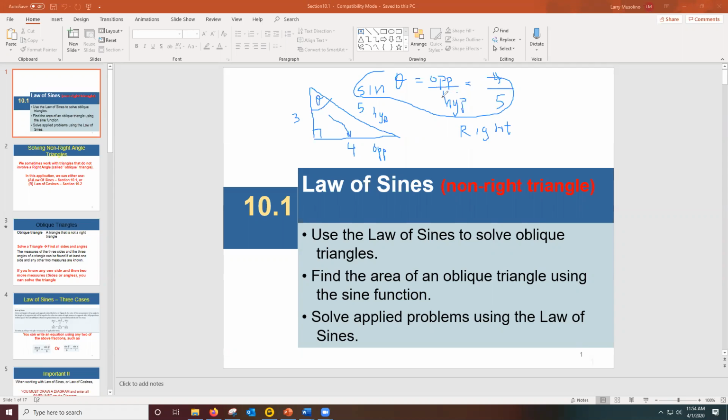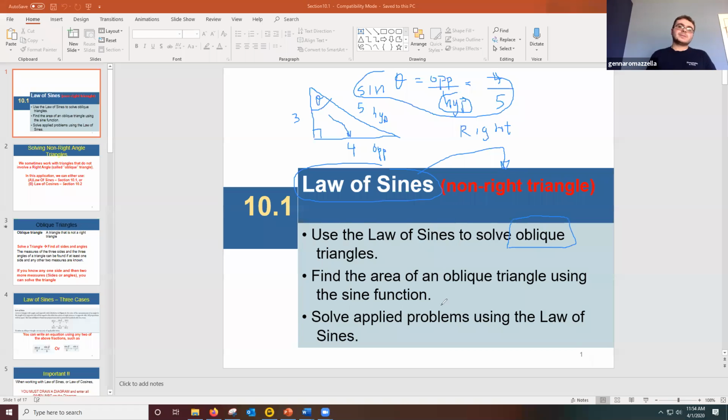Because remember, a hypotenuse only exists in a right triangle. If I go to a non-right triangle, there's no such thing as a hypotenuse anymore. So what do you do if you're trying to analyze a triangle that's not a right triangle? That's where law of sines comes in. It's for use with triangles that don't have a right angle. Okay? We call these oblique triangles. An oblique triangle is just a triangle that doesn't have a right angle.